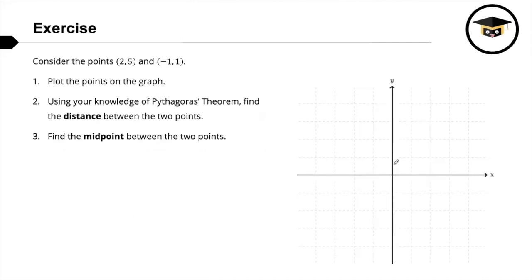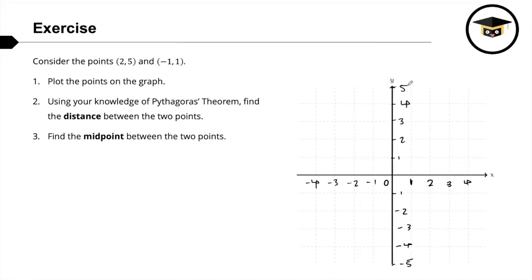So let's do a little exercise now. We're considering the points 2, 5 and -1, 1. Plot the points on the graph. That's the first thing. Just to make this graph look nice, I'm going to first write down all my coordinates. So 0, 1, 2, 3, 4, -1, -2, -3, -4, then -1, -2, -3, -4, -5. Here we have 1, 2, 3, 4, and 5.